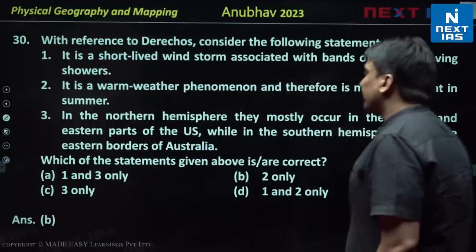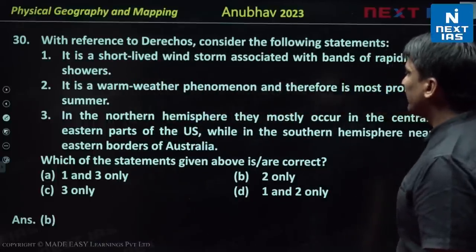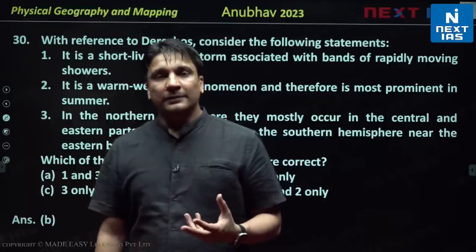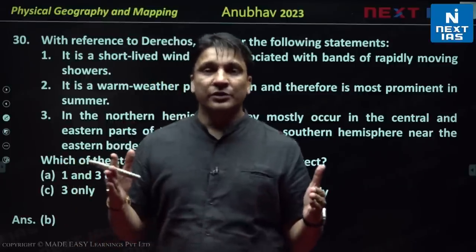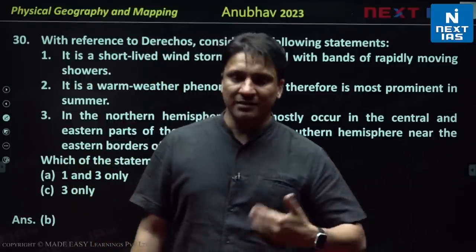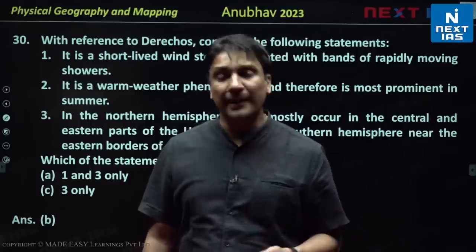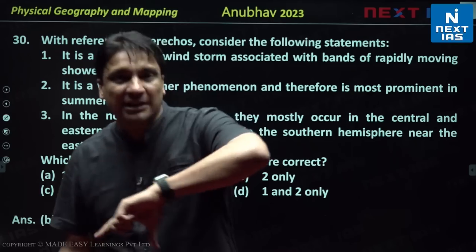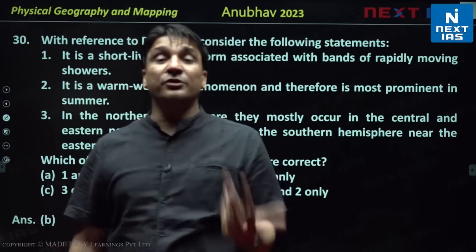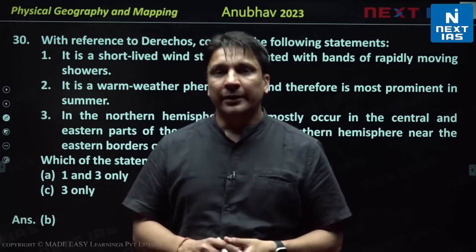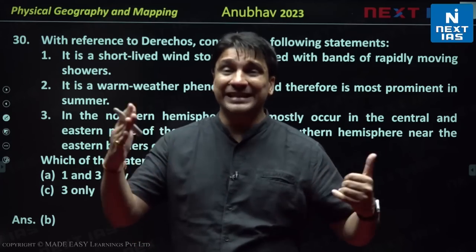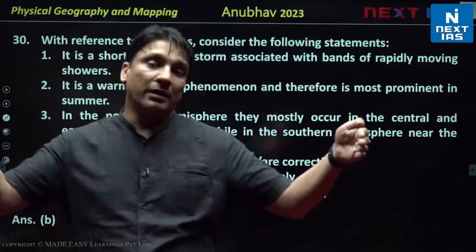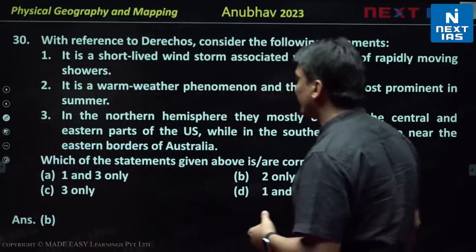The next question is related to derechos. Derechos are bands of strong winds which generally develop in US and Canada. And the winds in case of a derecho flow in a straight path. This weather phenomenon may last for 14, 15, 16 hours. So it's a relatively long lived phenomenon.